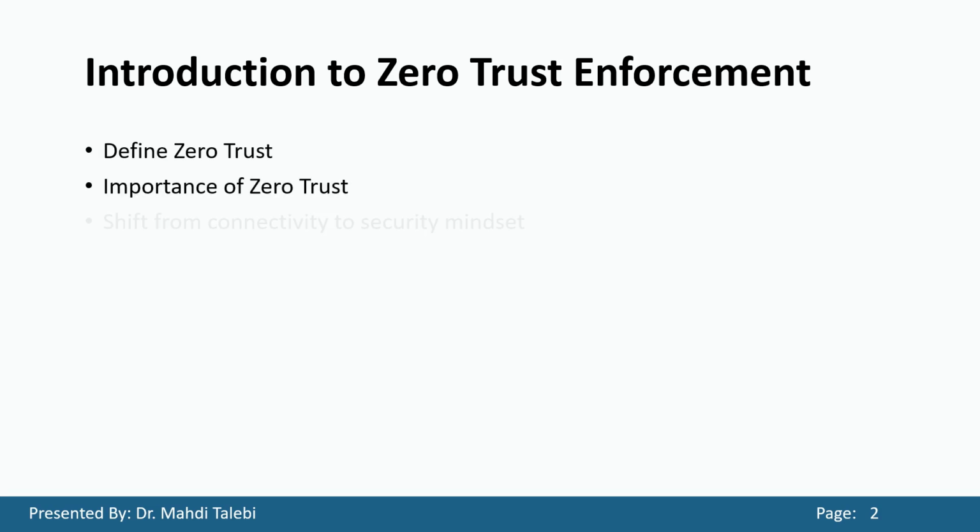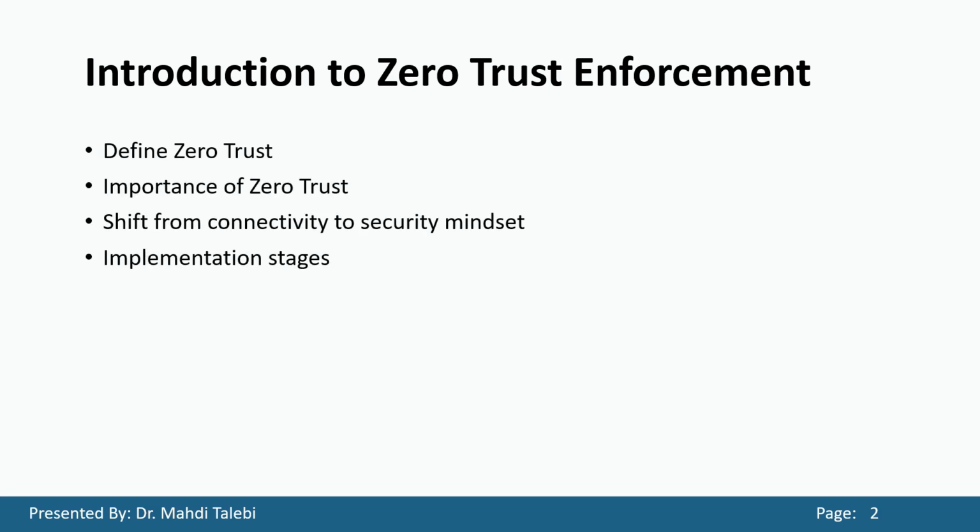Zero Trust is a security framework where access decisions are based on the verification and authorization of all users and devices, whether inside or outside the organization's network. This approach ensures that every attempt to access resources is trusted and verified before being granted.